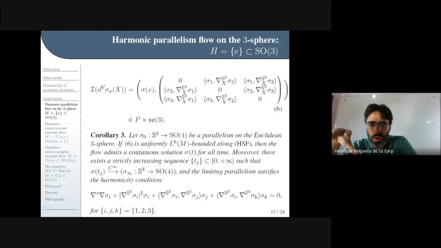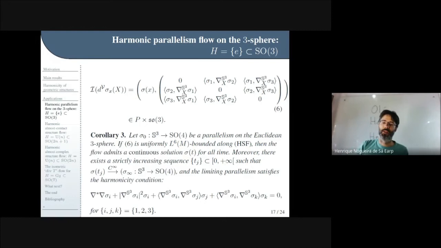So a torsion-free parallelism would mean that S3 is not only a Lie group, but it's abelian, right? And so we have a much more reasonable harmonicity condition, which is worth considering. And then the Hopf vector fields are harmonic in this sense. It's a very easy exercise to check that the well-known parallelism on S3 is indeed the solution of this.